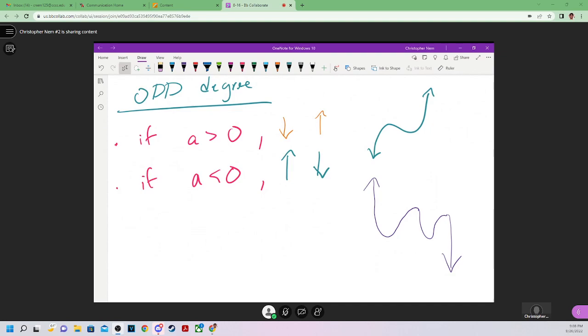All I know is that at the very ends, one of them is going to go up, one of them is going to go down. If it's negative, the left side will go up, the right side will go down. And then if it's positive, all I know is that on the very left, it goes down. On the very right, it goes up. I don't know how many local mins or local maxes there are yet. We'll discuss that later on. But we're not supposed to know how many there are yet. But we can discuss the ends. We just can't discuss what's happening in between those ends right now.